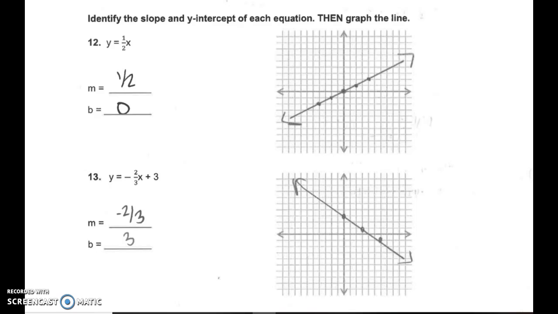And number 13, using my slope and y-intercept, I start at positive 3 on the y-axis, and I go down 2 over 3, down 2 over 3, and then connect those points to make a line. And again, when you look at your line, think about what Slope Dude would say.